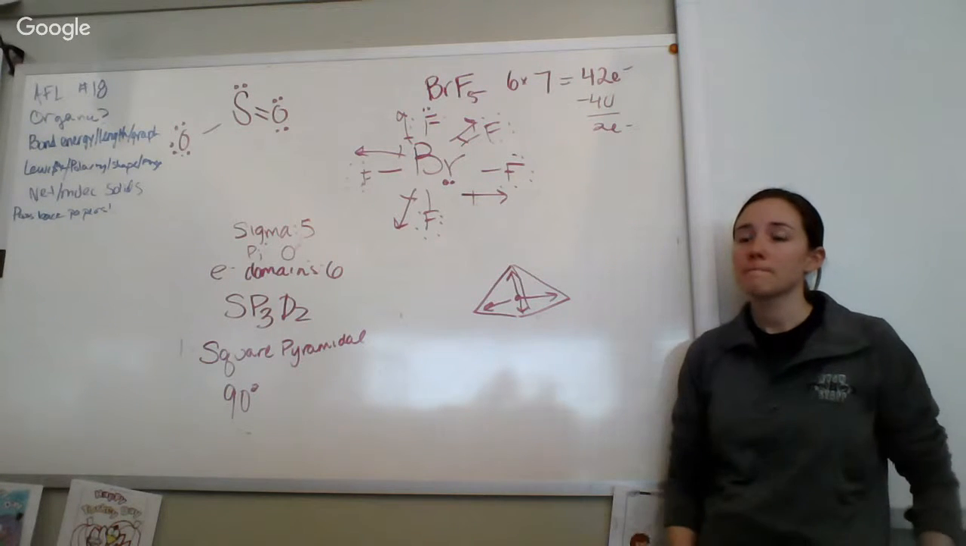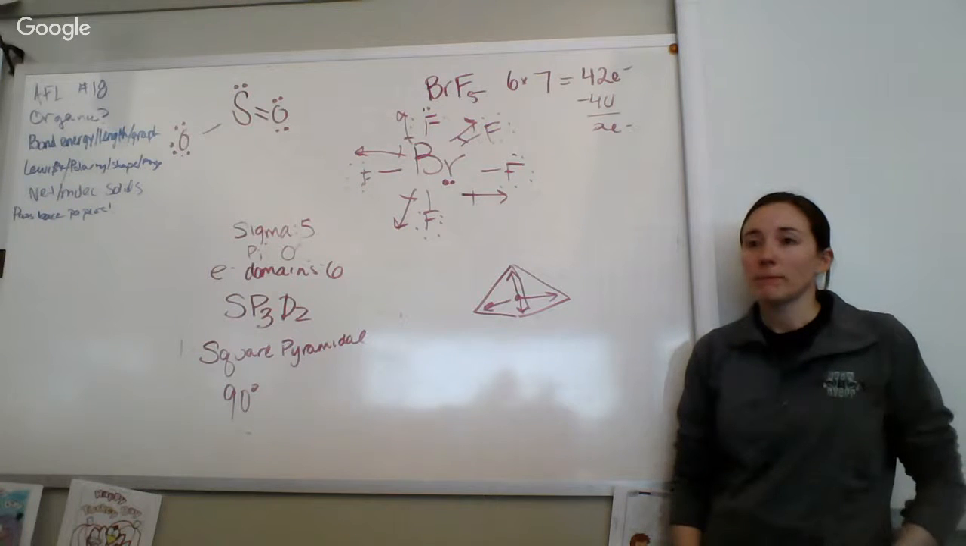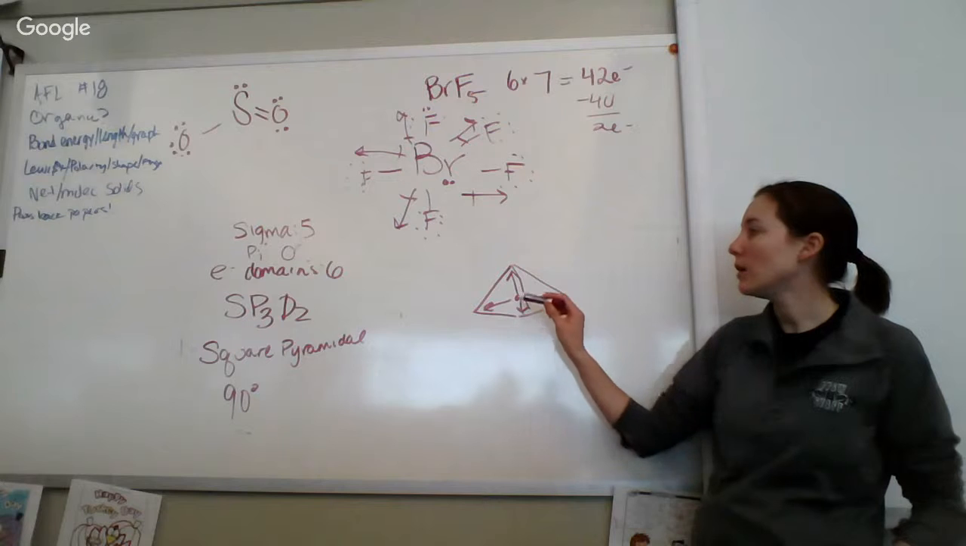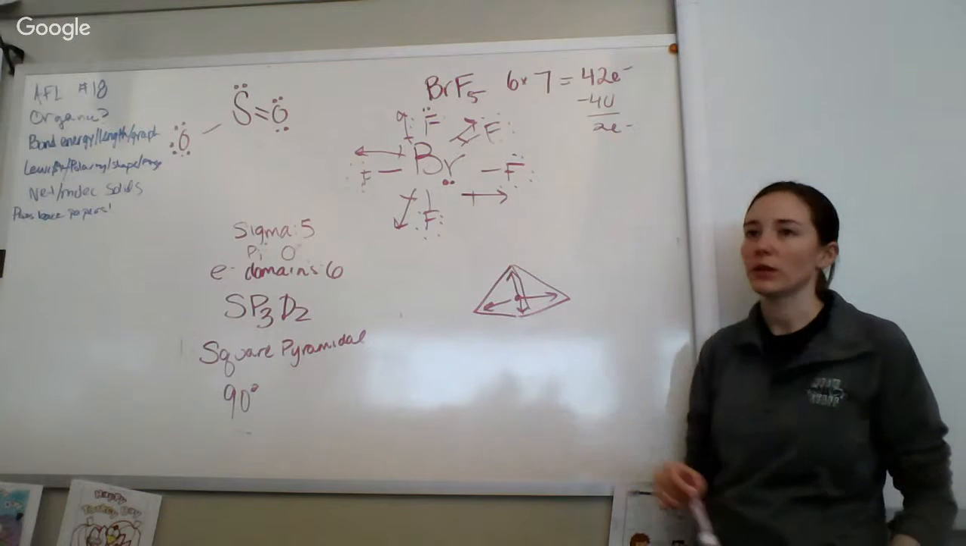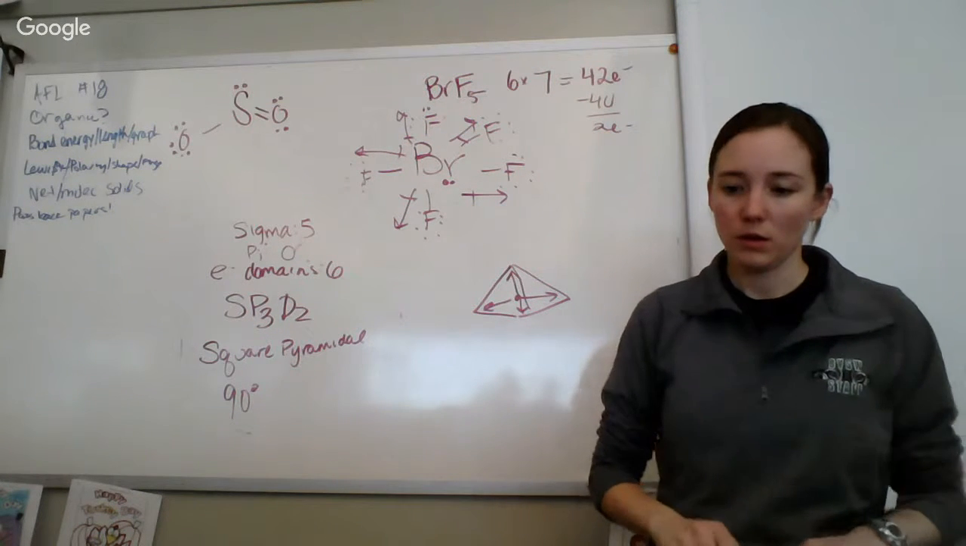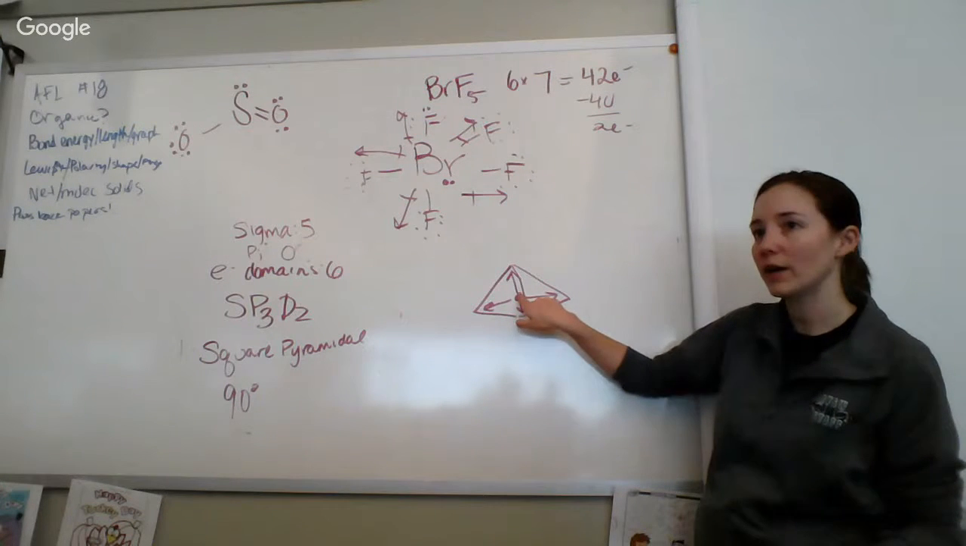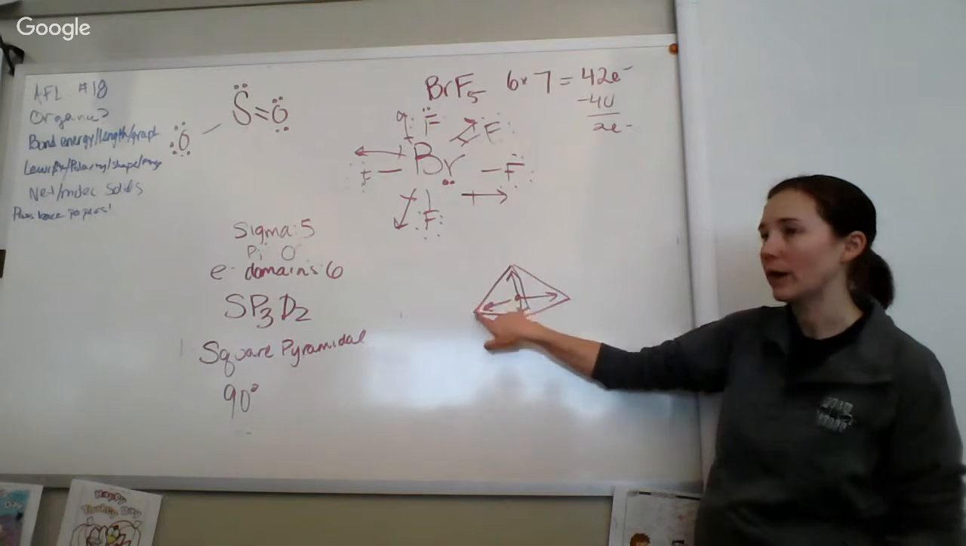So would it be slightly positive at the top or the bottom of your bromine? The positive would be to the bottom. Because remember your bromine's on the inside of your structure, and then your fluorines are all around it here.